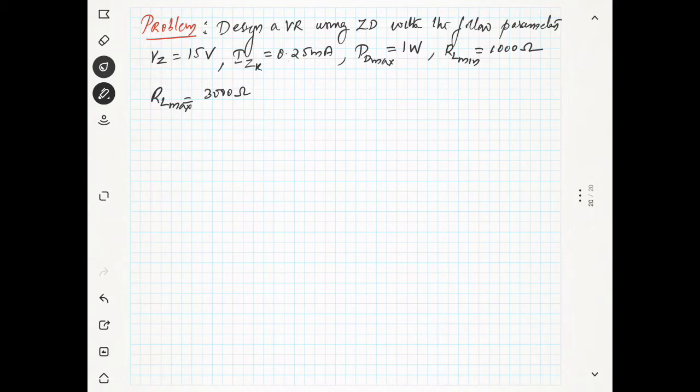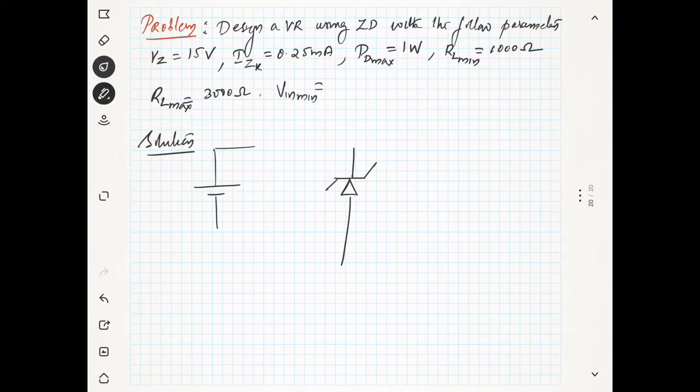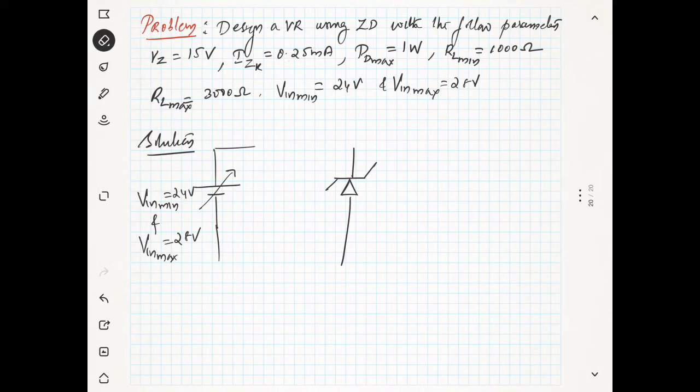So first of all, we will draw the circuit diagram. Solution: we will draw the circuit diagram something like this. This is the Zener diode. Now your input is also given. V in minimum is equal to 24 volt and V in maximum is equal to 28 volt. Now your input is changing from V in minimum, which is 24 volt, to V in maximum, which is 28 volt. Now you can see here this is your Zener diode.